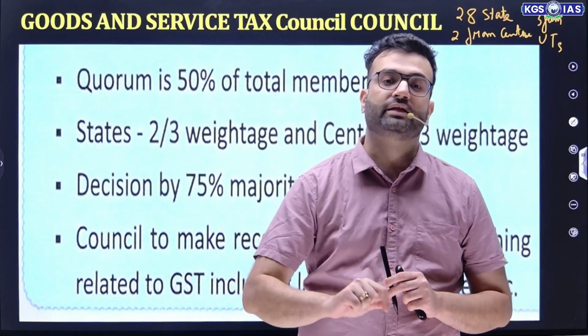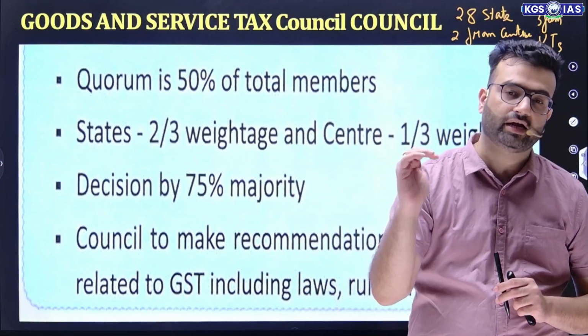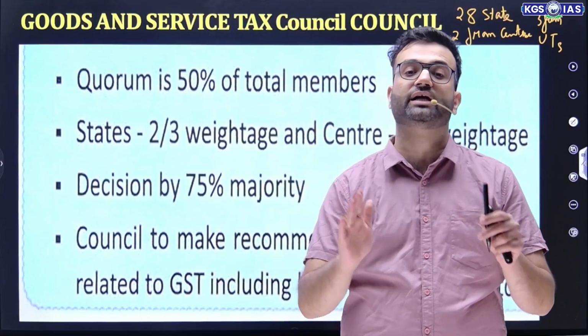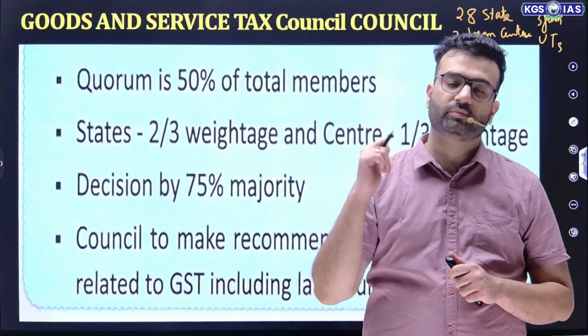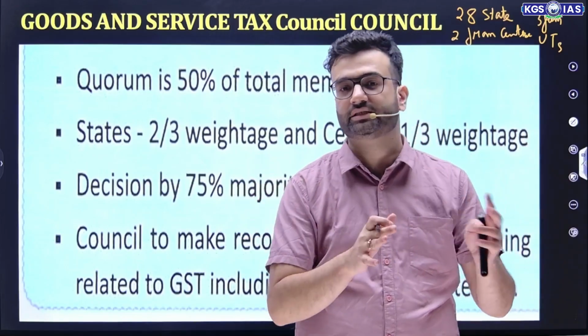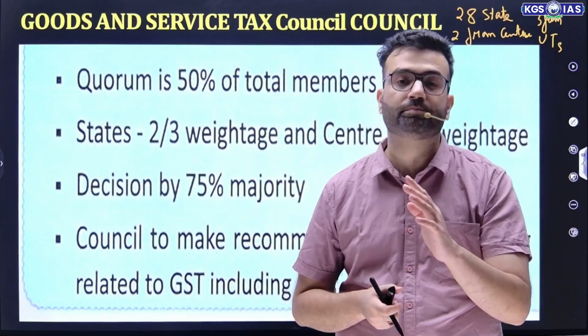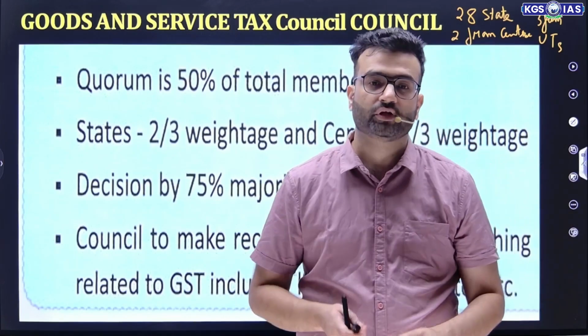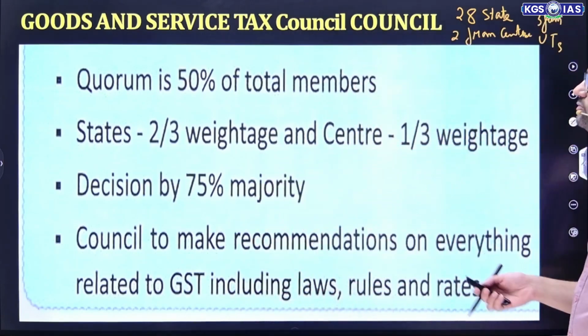Even they will decide that if earlier the goods were taxed under the 18% regime, and now they want it to be taxed under the 5% regime, that is also taken care of by GST. The decision is taken by the GST Council, and they also have the power to exempt a particular good from GST. So this is the power of the GST Council.